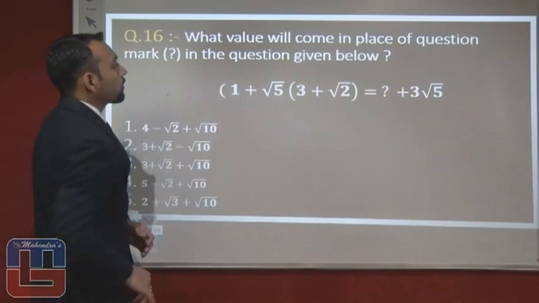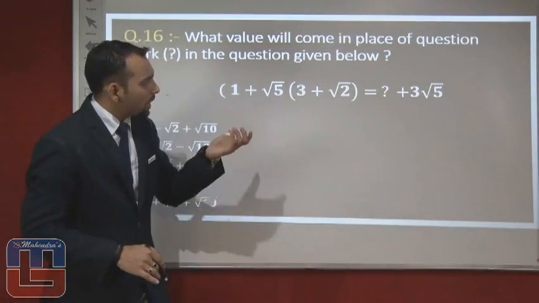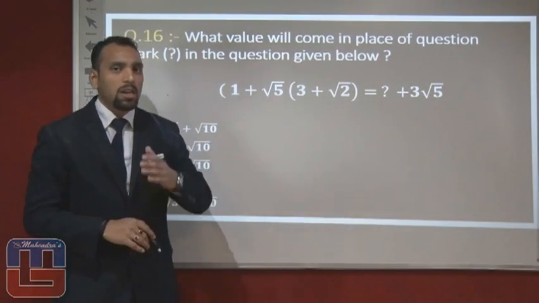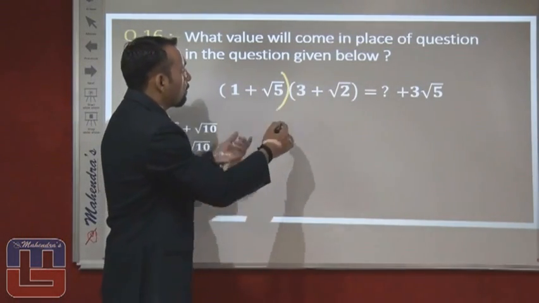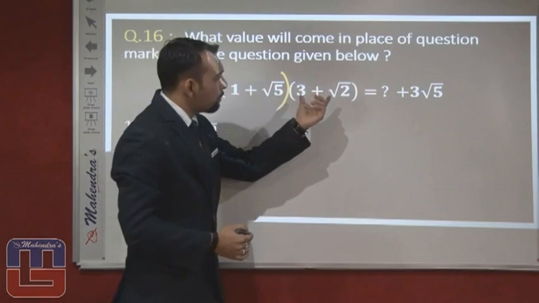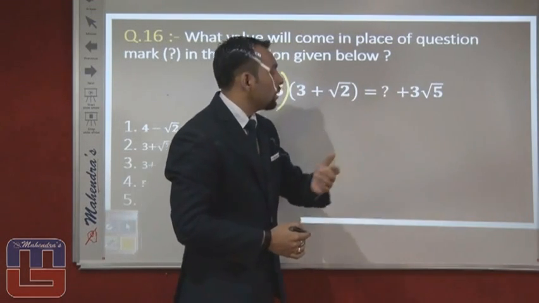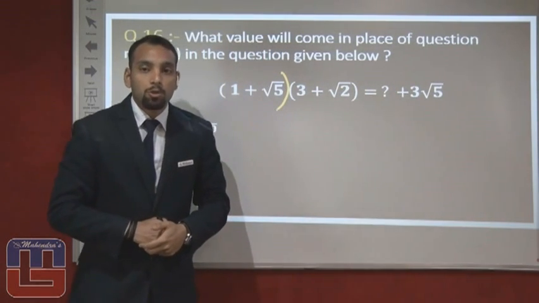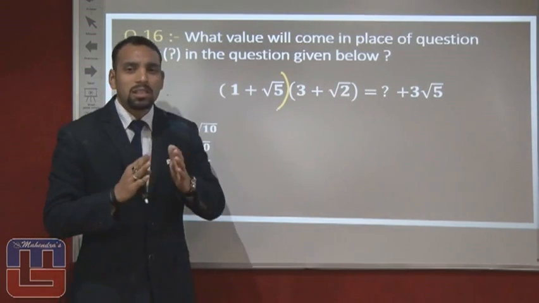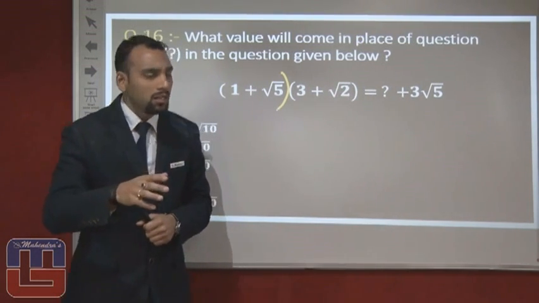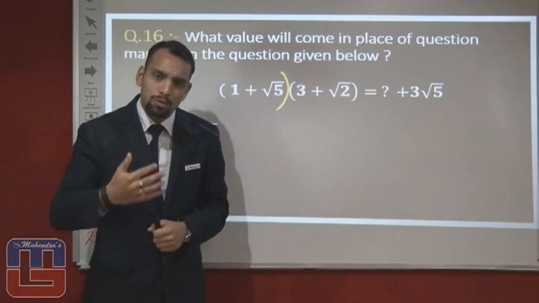The next question is, such a type of question you can also face in your examination. So how will you solve this type of question? Now see, this is (1 plus root 5)(3 plus root 2) is equal to question mark plus 3 plus root 5. Now how will we solve it? Directly we have to multiply, then add, and then simplify.